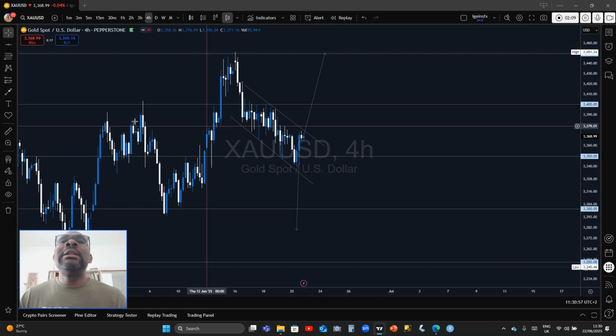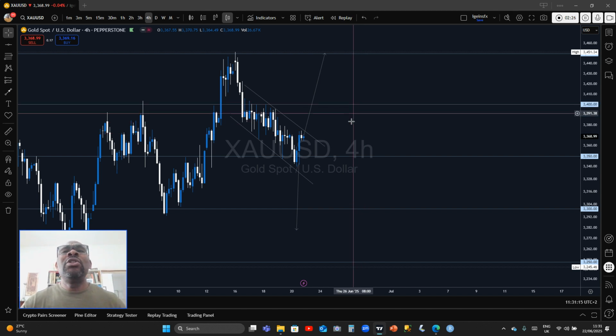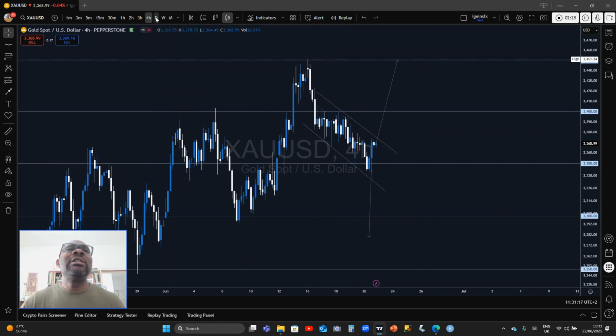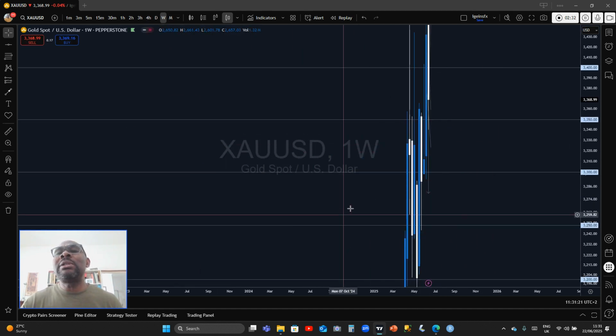That being said, let's start the analysis. We call it top-down analysis. Why is it top-down analysis? We start from the higher time frame, because the first thing we should ascertain is the overall direction of our trend. We go to the weekly, and we know that it's been pushing to the upside.